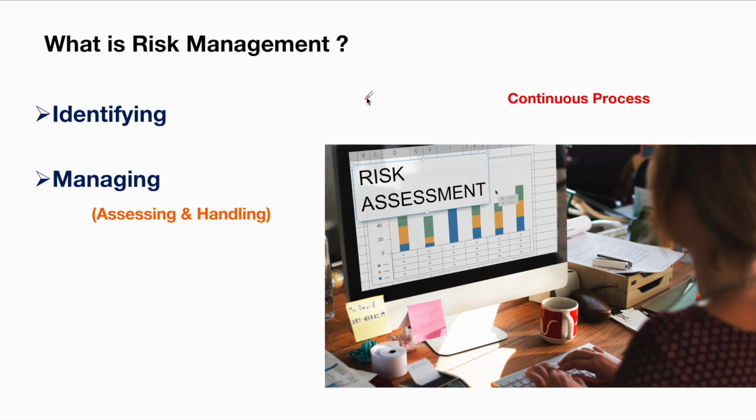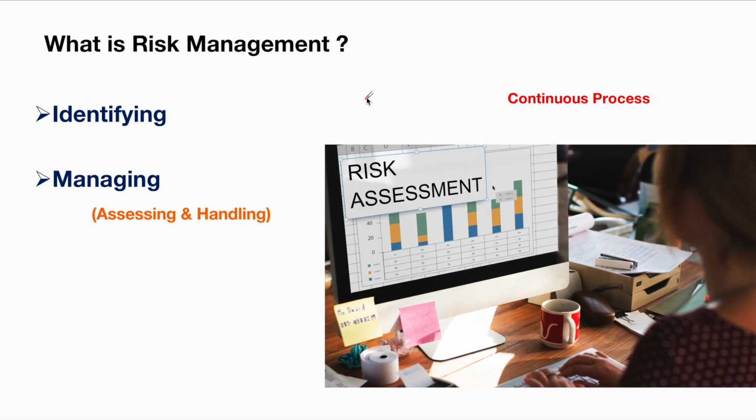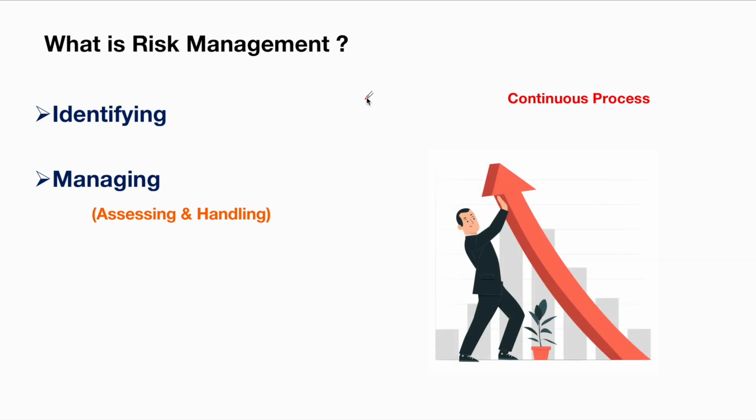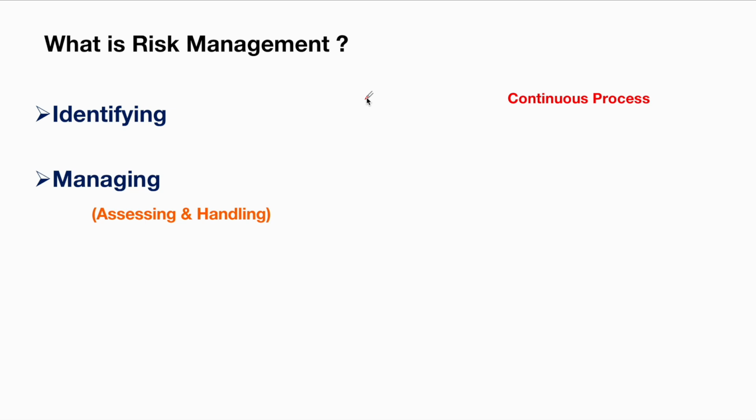Assessment means what is the likelihood of this risk occurring and what is the impact. The team might say there is a high likelihood of occurrence of this risk. What is the impact? Impact can be medium or high, right? Based on that, you classify the risk. Then handling a risk is how you minimize this risk.